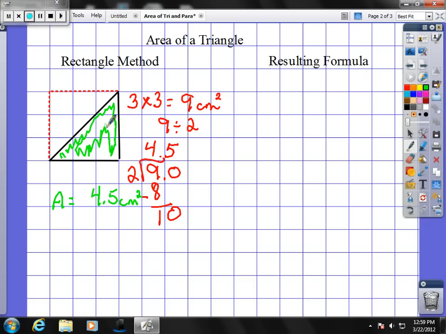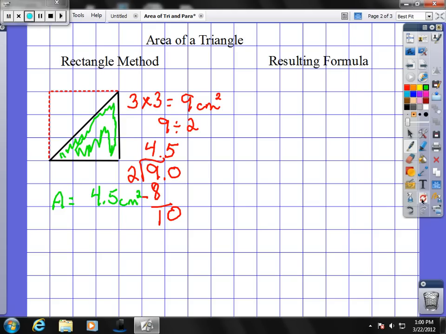So let's see if we're right. We said this was 1, 2, 3 squares plus a half and a half as a whole. There's 4 plus another half. That's 4.5. So everybody see kind of how we did that? We just took our triangle and we enclosed it in a rectangle.